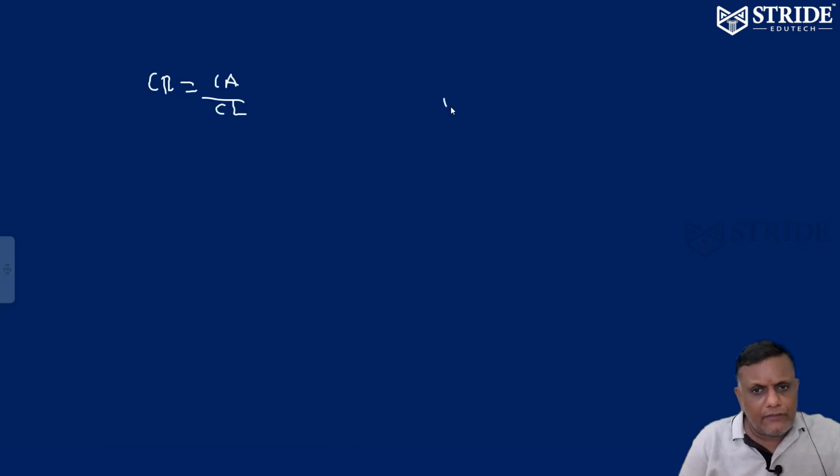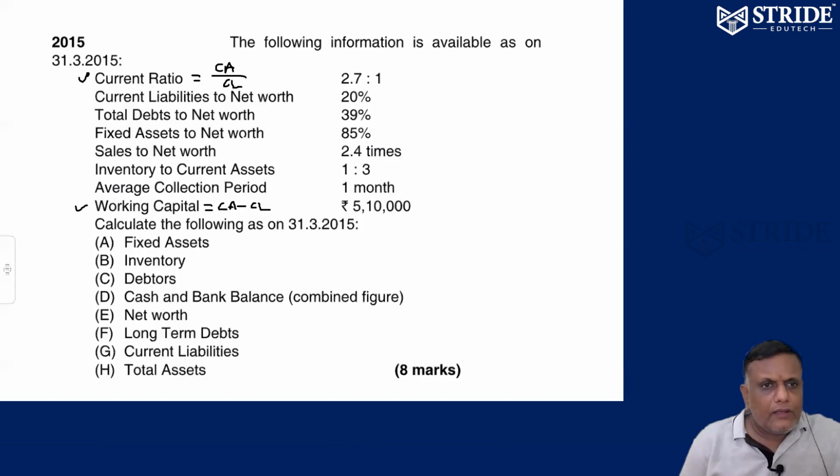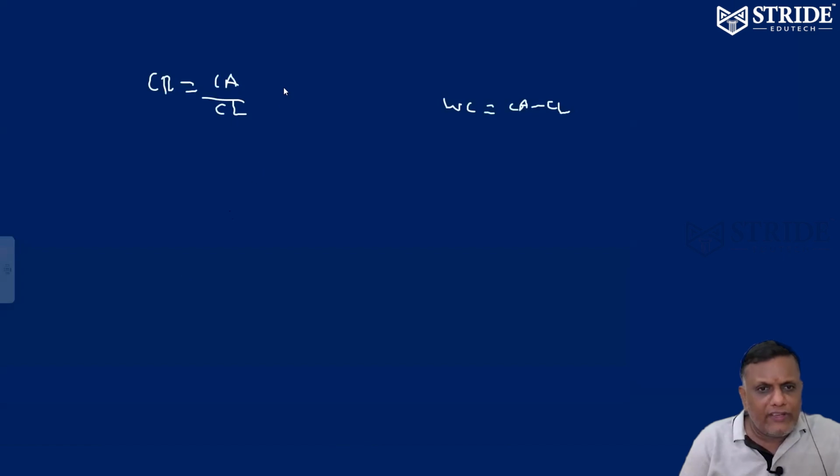Current ratio is current asset by current liability. Working capital is equal to current asset minus current liability. What is the current ratio? 2.37:1. That's it.